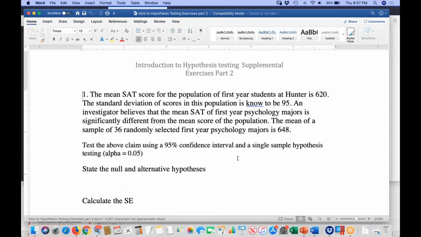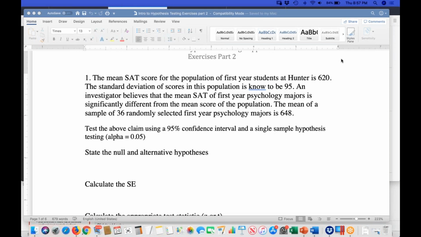So let's take a look at how we might set up a specific problem using hypothesis testing. In this case, the mean SAT score for a population of first-year students at Hunter is 620. The standard deviation of scores in this population is known to be 95. An investigator believes that the mean SAT score of first-year psychology majors is significantly different than the mean score of the population.